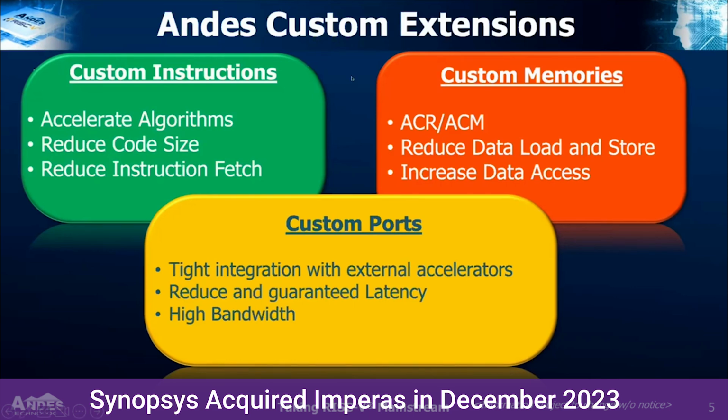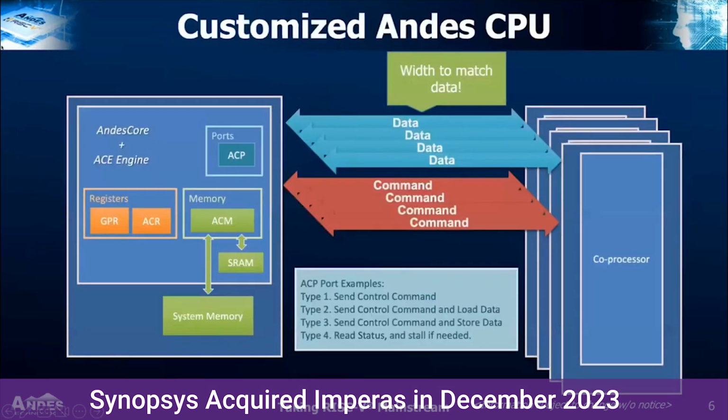So let's see how we work with these things. You customize the CPU, and this is what your SoC will look like. On the left-hand side, you have the CPU core with the ACE engine, with the custom registers, custom memories, and custom instructions. And then you have this port called ACP. You could create dedicated buses or data ports to talk to a co-processor or even other processors. Imagine two processors talking without latency and coherency issues. And then you could create both data channels and command channels, or create a von Neumann architecture as well. It is very flexible to control.